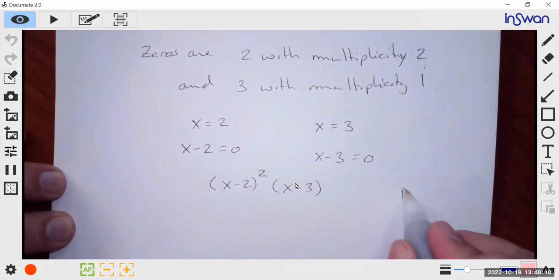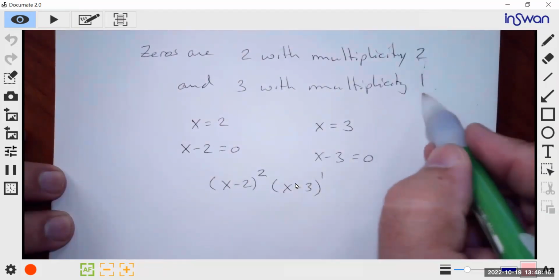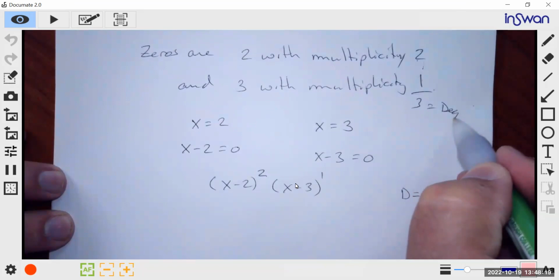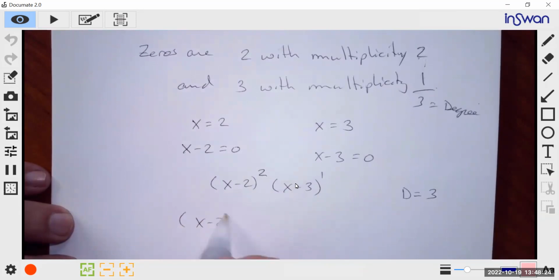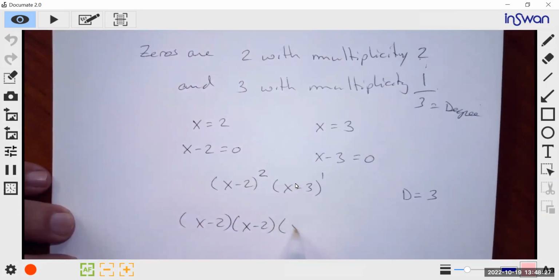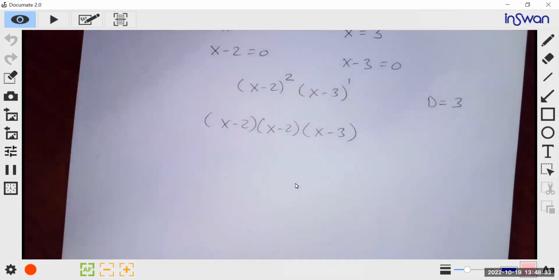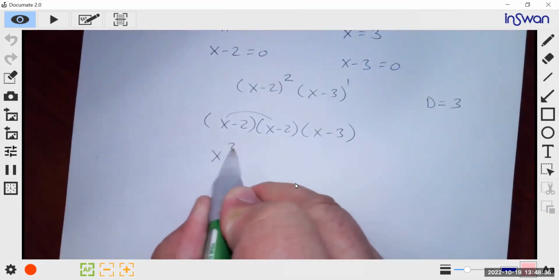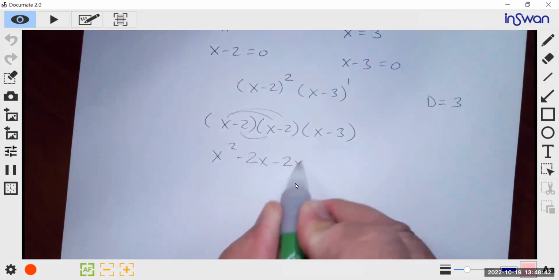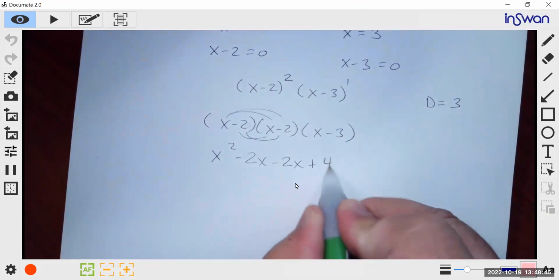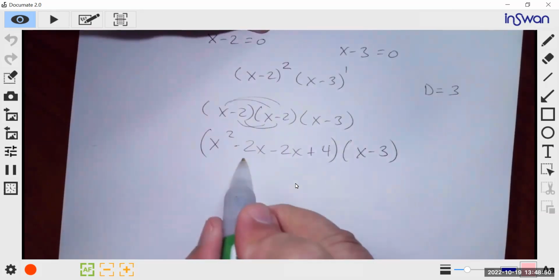So what's our degree? Yeah, 2 plus 1 is 3. If you add up all your multiplicities, that's your degree. So we have to do x minus 2 times x minus 2 times x minus 3. Negative 2x, negative 2x, negative negative is a positive 4. Combine like terms.